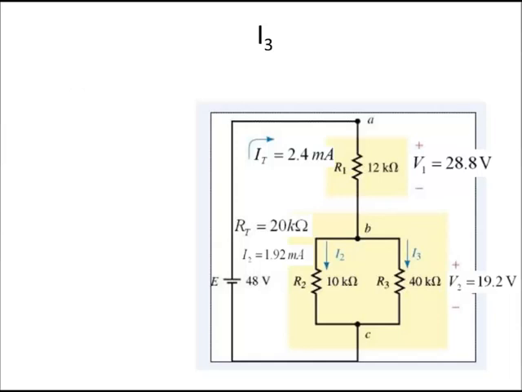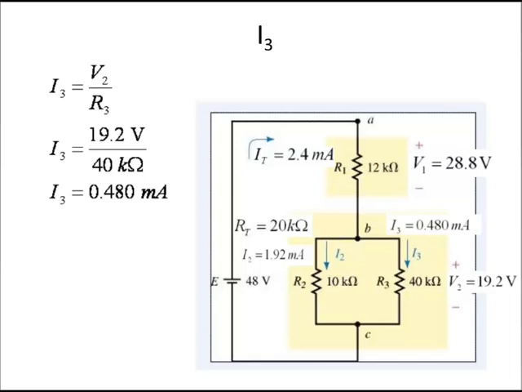I3 won't be that big of a current because the total current is equal to 2.4 milliamps, and that total current branched out at node B, and 1.2 milliamps of it went through as I2 through the 10k ohm resistor. So let's calculate I3, which is the current through R3, the 40k ohm resistor. Do that now, please. So I3 is equal to V2 divided by R3, and that works out to 0.480 milliamps. Now, you might have written that as 480 microamps, and you wouldn't be wrong.